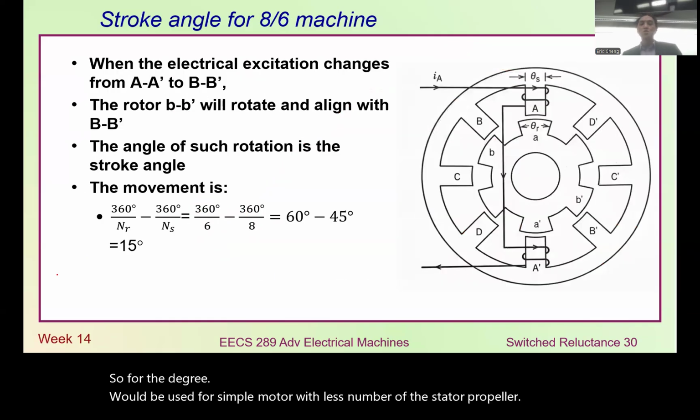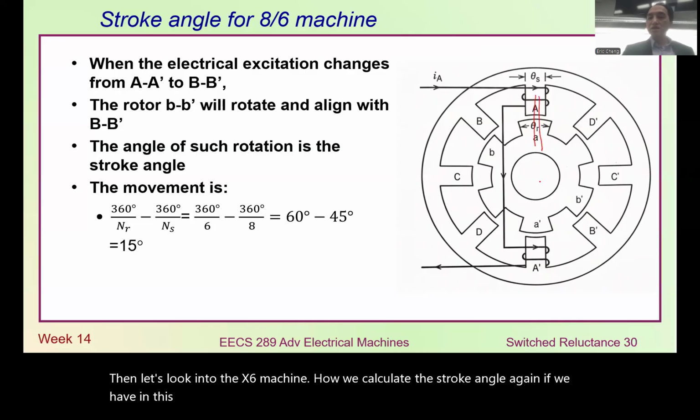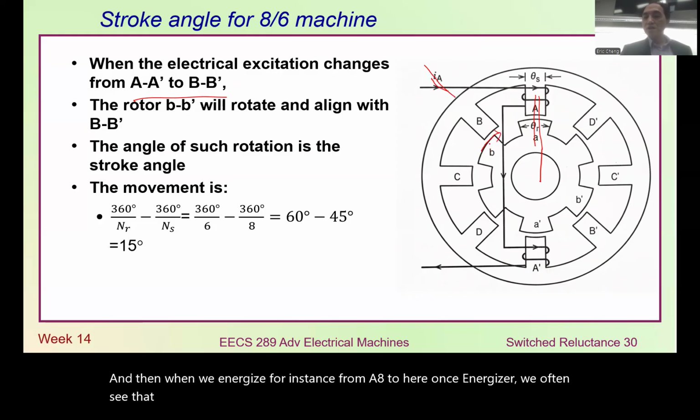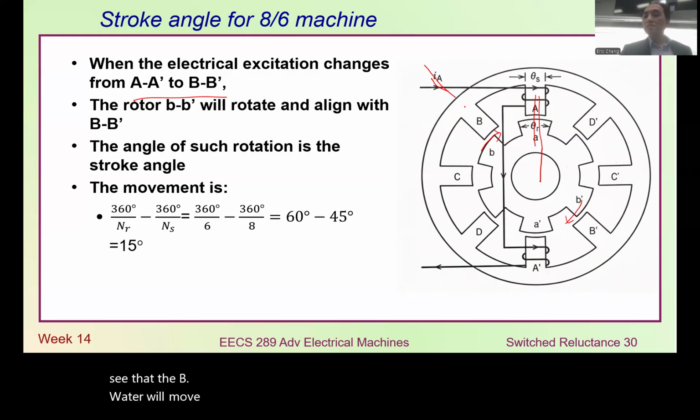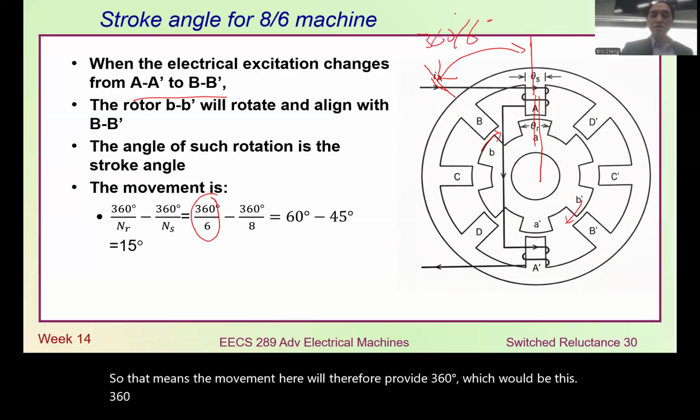And then let's look into the 8-6 machine, how we calculate the stroke angle. Again, if we have this alignment position, right? And then when we energize, for instance, from AA to here, once energized, the rotor will move to alignment with the upper letter B. So that means the movement here will look like 360 degrees over 6, right?